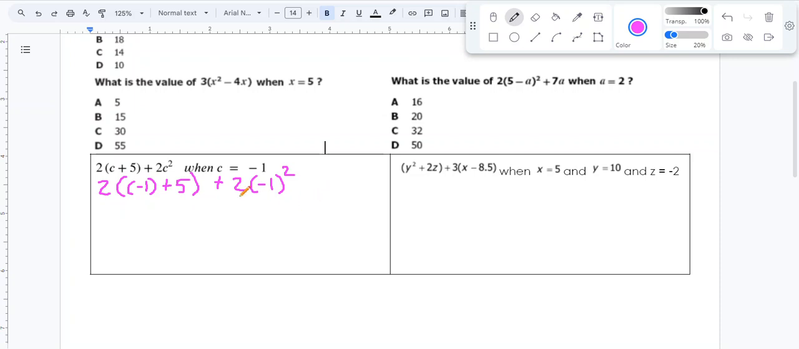All right, order of operations tells me groupings first, so I need to do this here first. -1 plus 5 would be 4. And then I would bring down my 2, and I can actually bring down everything else because there's no other groupings. All right, my next step, order of operations, is exponents and radicals. I have an exponent right here, -1 squared. So -1 squared is 1. So now I'm left with 2 times 1 there.